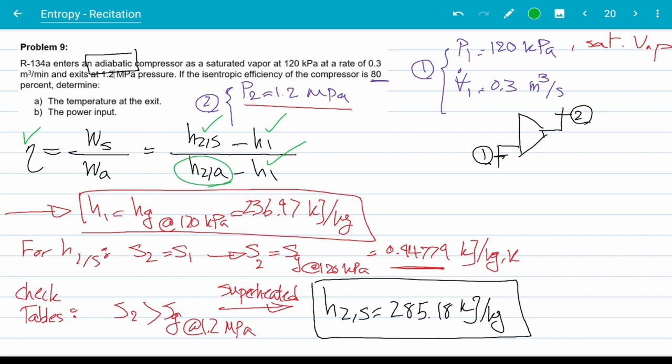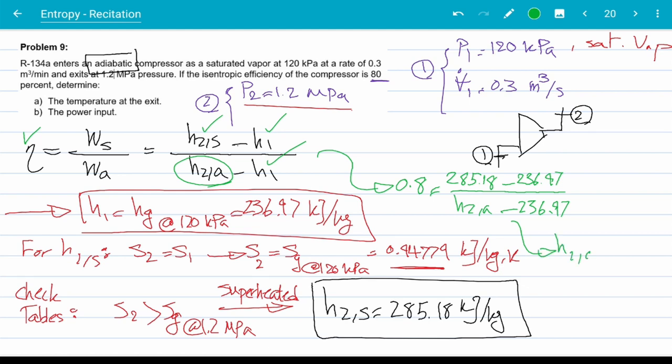The only unknown is H2 actual. So let's find it out. 0.8 is equal to (285.18 minus H1, 236.97) over (the unknown H2 actual minus 236.97). Do the math and you will get H2 actual is 297.232 kilojoules per kilogram. So I found the actual enthalpy at the exit of my compressor.